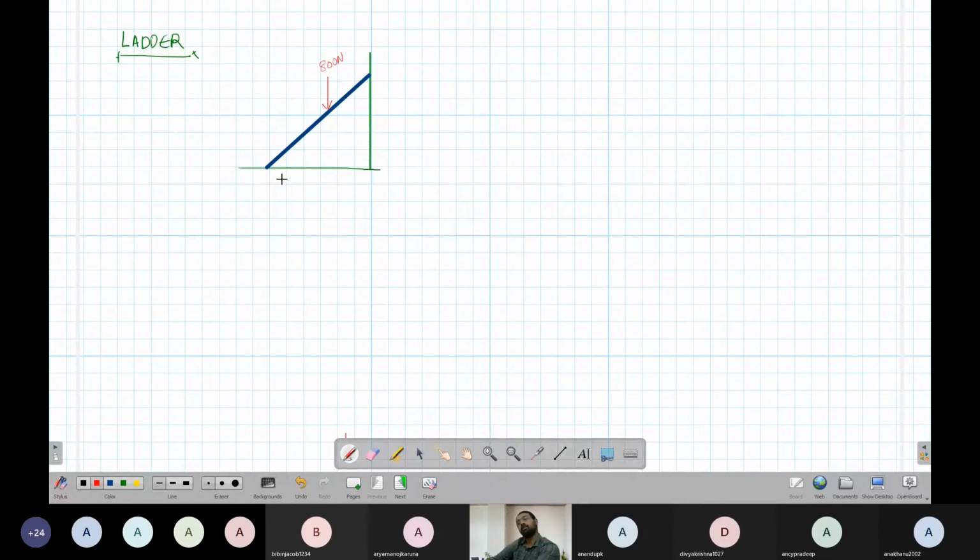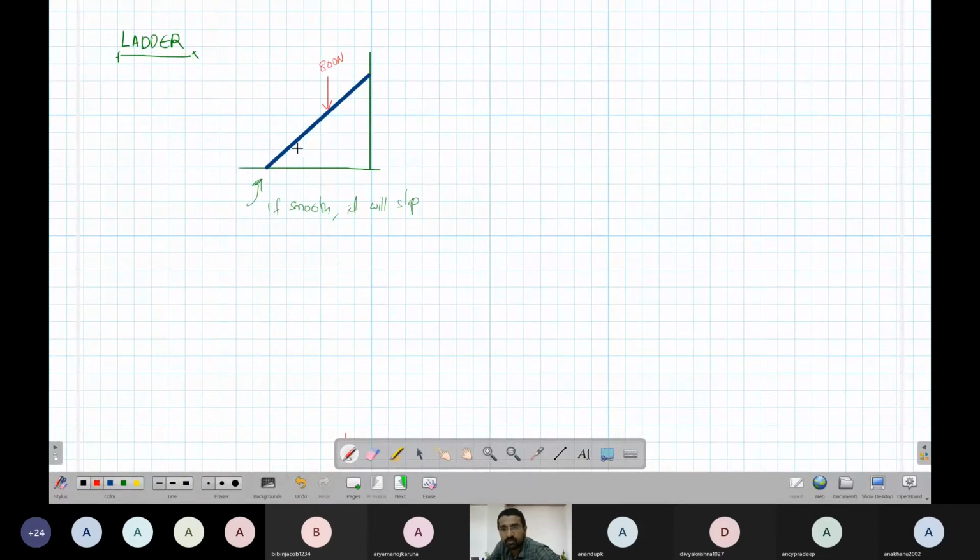In the ladder, he is somewhere here, 800 Newton weight. How is this ladder staying here? If this surface was smooth, it would slip. It would slip. Actually, it is not smooth. There is some friction.